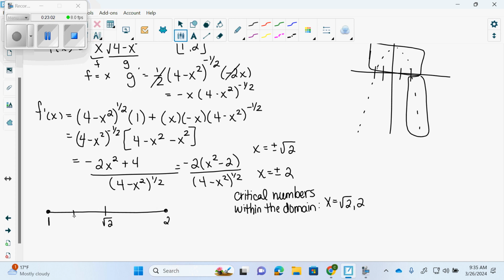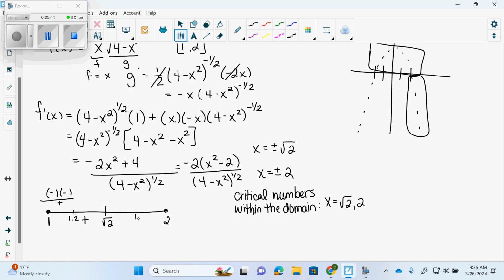Say I plug in 1.2, and I plug it into here. So I'm going to get negative 2, and then 1.2 squared minus 2. So in the first bracket, if I plugged it in here, I get a negative. In the next bracket, I would get a negative, and then in the bottom, I would get the square root of 4 minus 1.2 squared. Positive. So what do I end up with here? Positive. And then this one I'm going to end up with a negative.